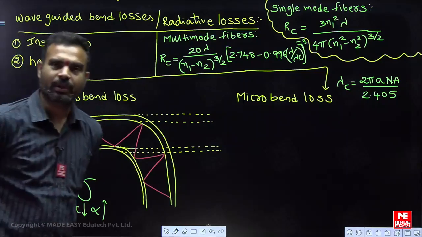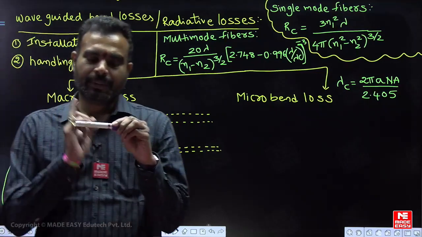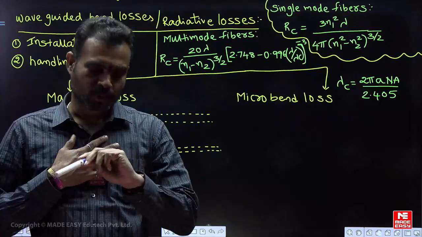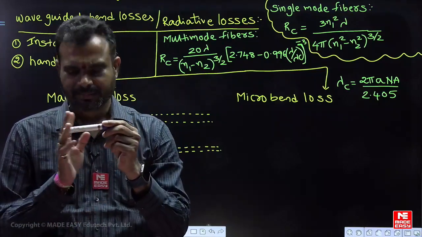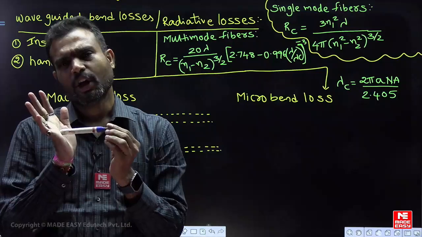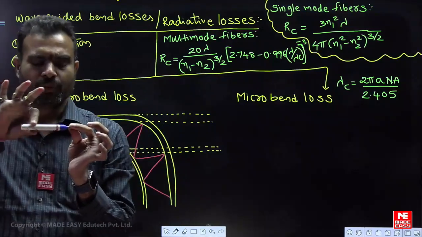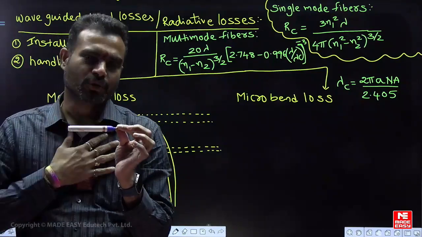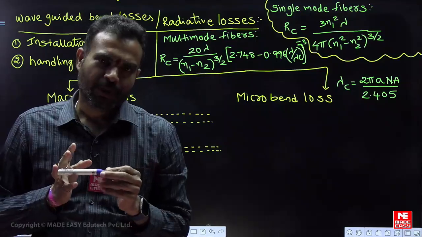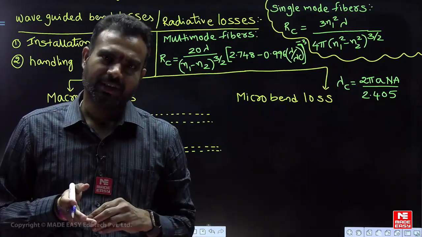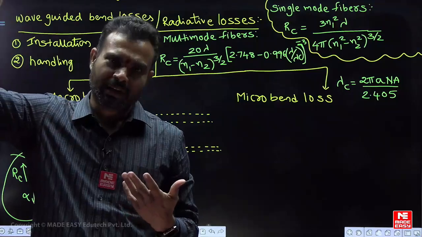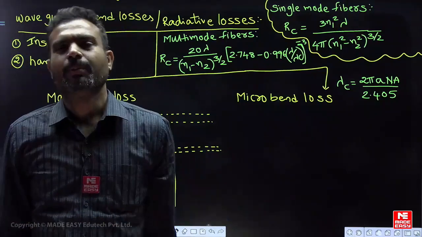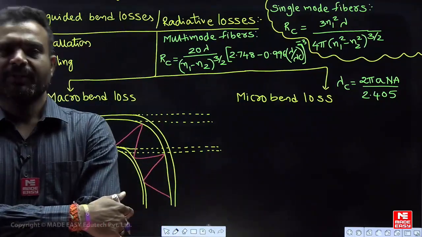Right now I have a fiber. The fiber refractive indices N1 and N2 are known to us, and we also know the operating wavelength, that is, with which wavelength of light we are sending into the fiber. Then we can calculate the RC, and you get some RC value. With that RC you can maintain a bend, and greater than that you can also maintain the bend, no problem. Then we can transmit the signal effectively.